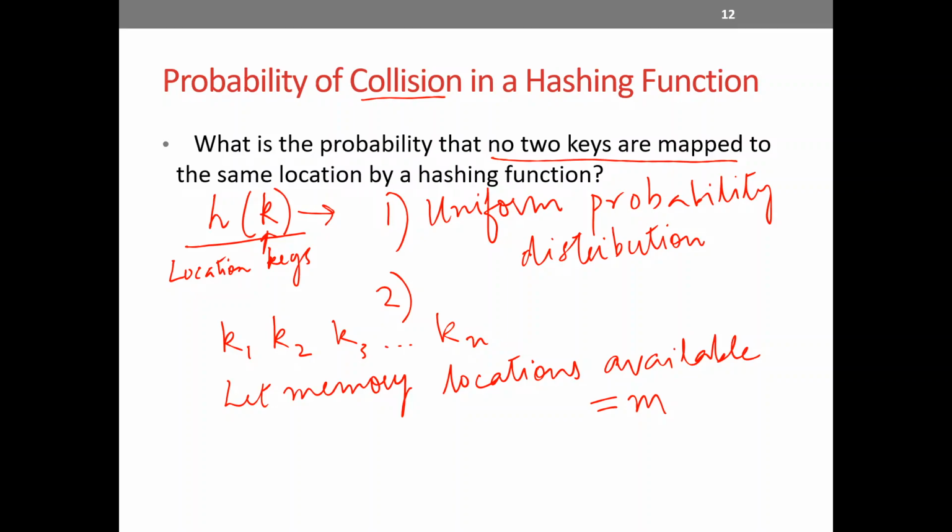Now, when I add the very first record or value and map it to any one location, that one location is already taken. So any one location is taken out of these m locations. Now when we add the second record or value, the probability that it's mapped to a location different from the first one is m minus 1 over m, because there are still m minus 1 free locations available. Let me write it down here.